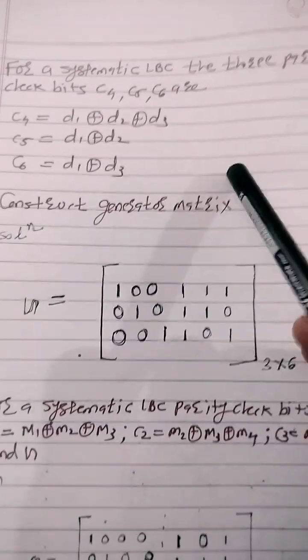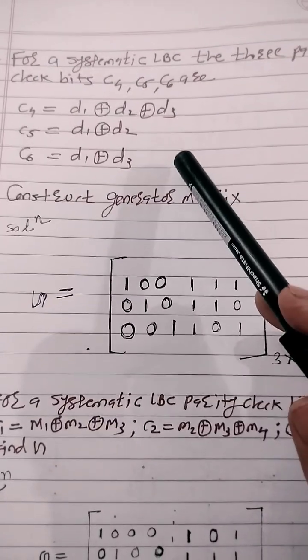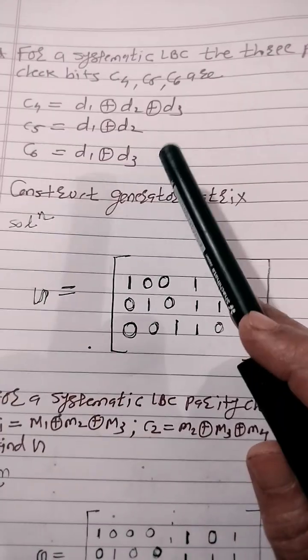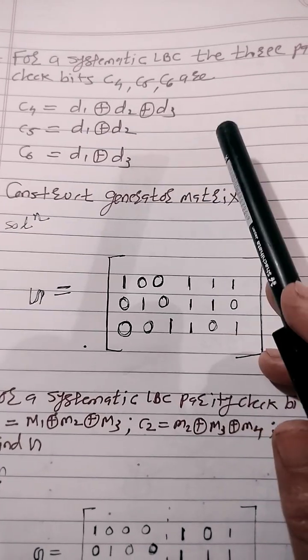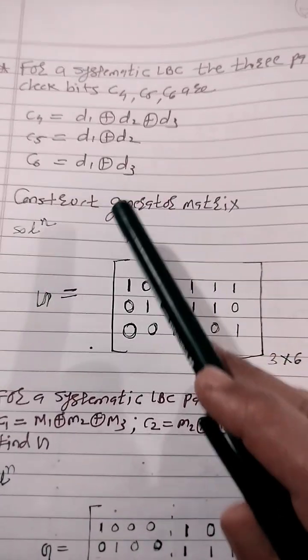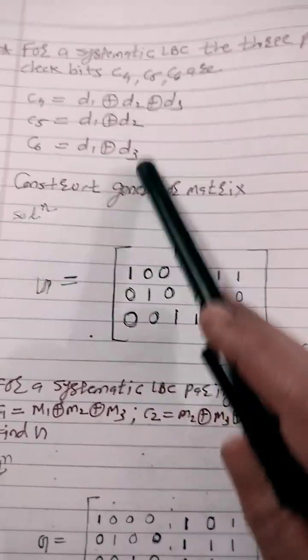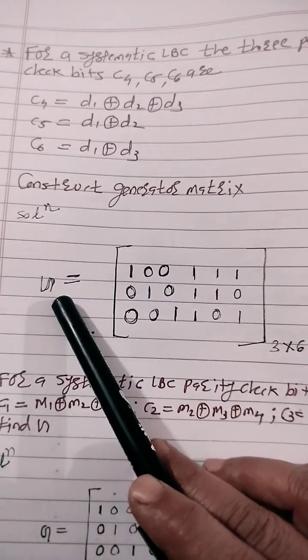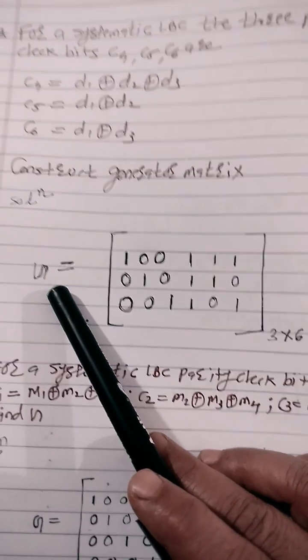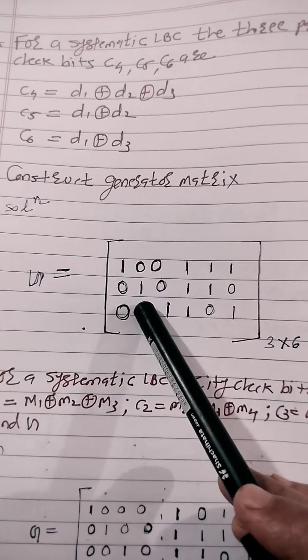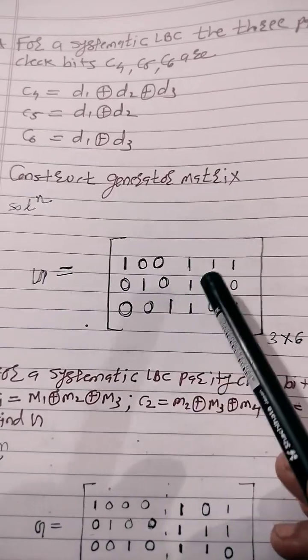So from this you have to observe that it is a 3-bit message. So the LBC would be (6,3) because the parity bits are also 3. So for the generator matrix, the format is [I_k | P]. That means an identity matrix of dimension 3 and a parity block.